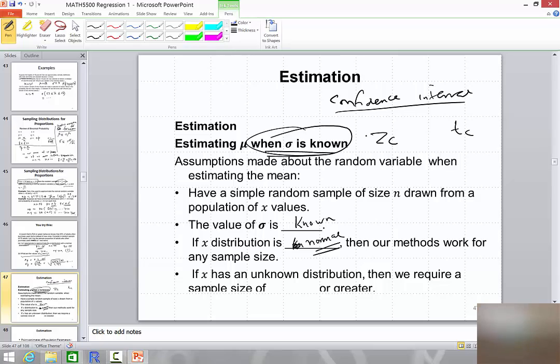Remember, whenever you are finding the confidence interval, if x is normal, any sample size is okay: 2, 10, 20, 50, 99, whatever. If x has an unknown distribution, if x is not normal, we require a sample size of 30 or greater. That means n should be greater than or equal to 30. In other words, the conditions of the central limit theorem should be met: either the sample size should be 30 or bigger or the population should be normal. One of these conditions should be met.